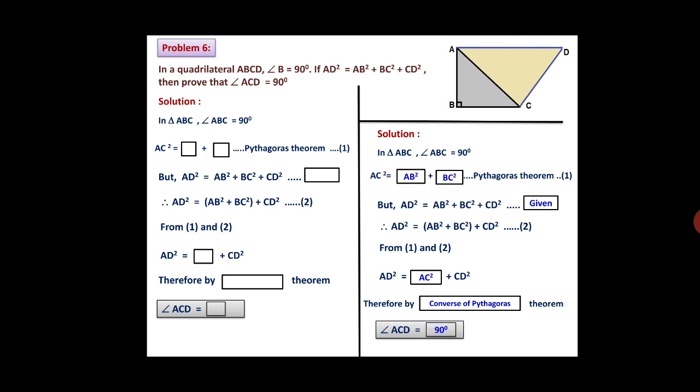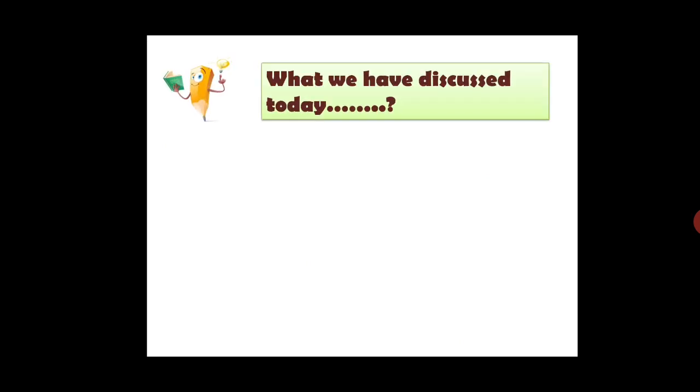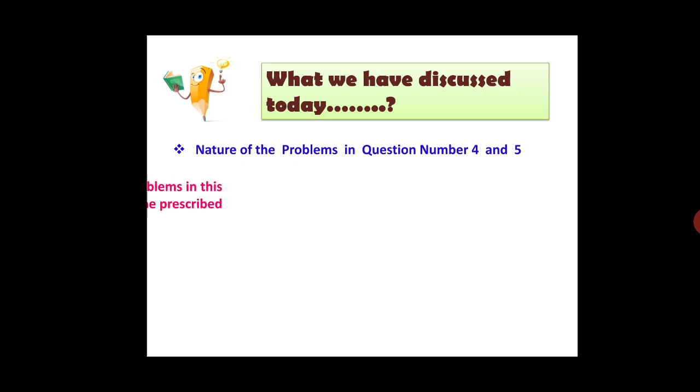So these are the activity based problems that we have discussed till now. Friends, what we have discussed today is the nature of the problems in question numbers 4 and 5. We have discussed 5 problems as far as questions 4 and 5 are concerned. Prepare them, and use additional reference study material for the preparation. This is just for convenience, so that you know how the questions will be.